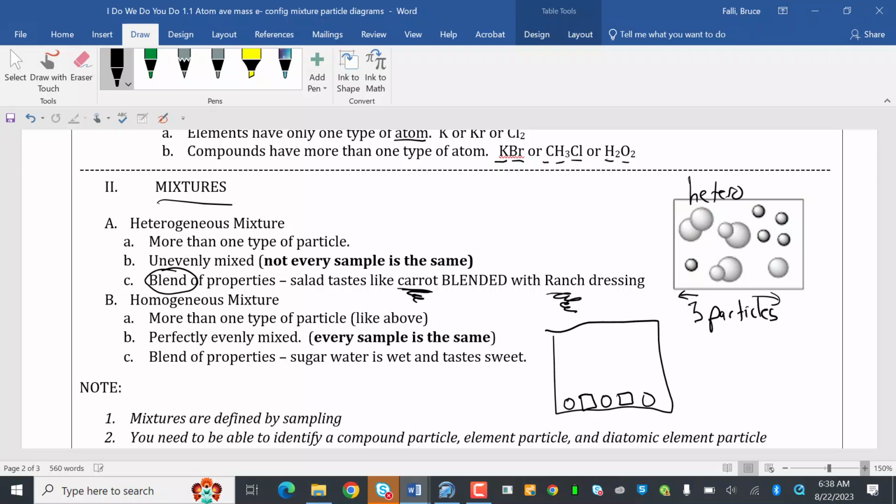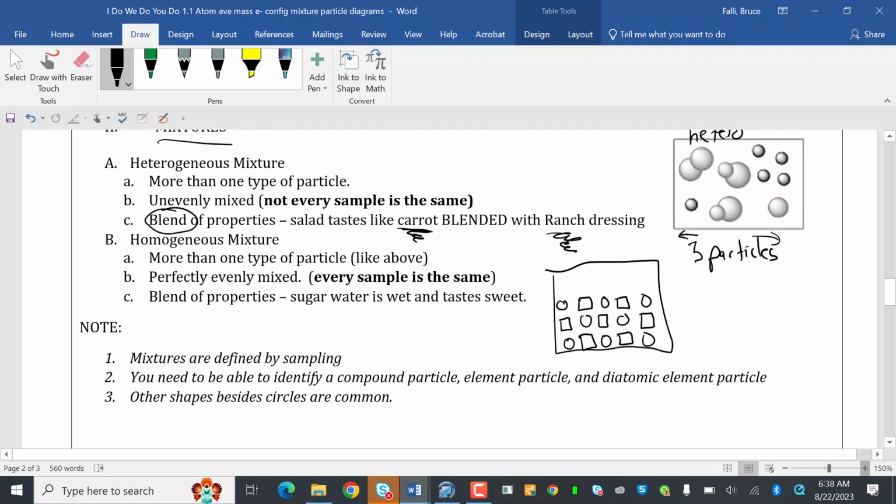So it's really hard to make every sample be exactly the same, especially when you use compounds and stuff like that. So do you see how it's got to be like every other one? And that means that every single sample has to be the same. Okay. Blend of properties. Sugar water is wet and tastes sweet. Remember, sugar water, every taste is the same.